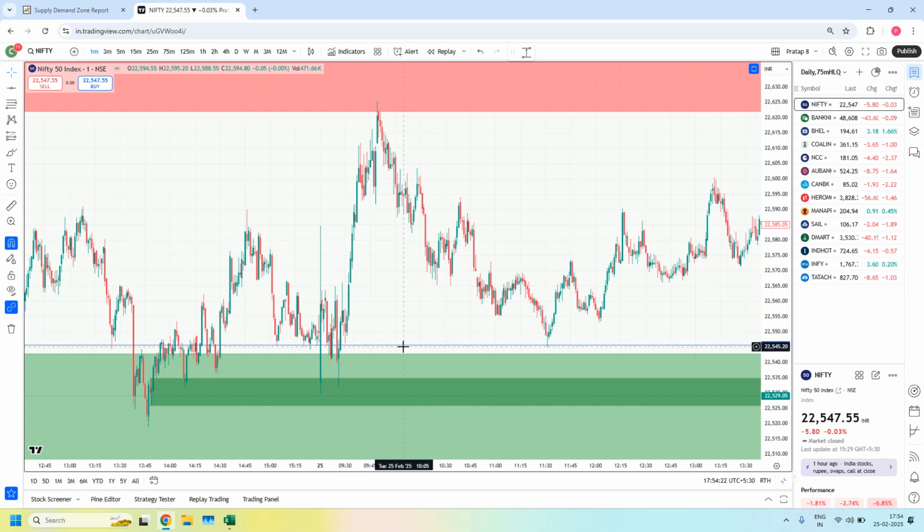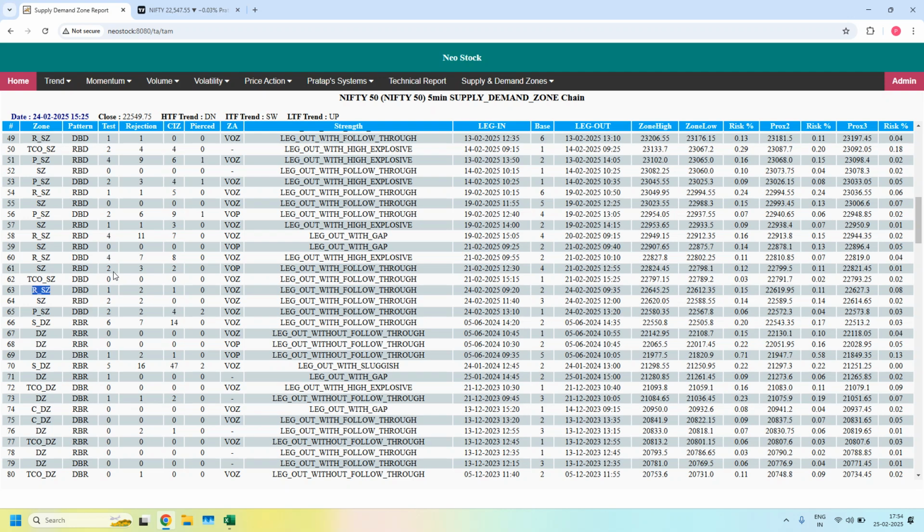But who is the reason behind these trades? The reason is our NeoStock software's NIFTY supply demand zone chain. In that NIFTY supply demand zone chain, the 5 minute high liquidity supply zones and 5 minute high liquidity demand zones. The beauty of these high liquidity zones, how they are working, that's always amazing. That's why Nifty Bank Nifty traders, when they are using our supply demand zone chain reports, they are getting maximum profits.